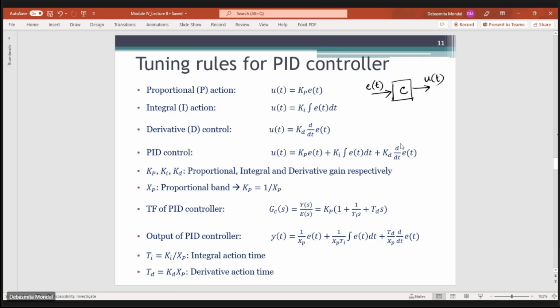Now, if you write the transfer function of this PID controller, you simply take the Laplace transform of this equation, and let's say that Gc(s) is the transfer function of the PID controller.